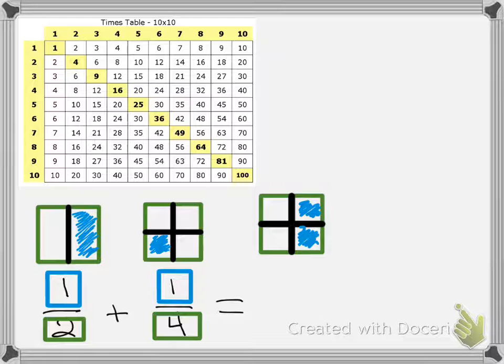I would end up with the right half of the box shaded because of the fraction 1/2, and I would also have to shade this bottom left box because of the fraction 1/4. So now what I can see is I have 3 of my 4 boxes shaded, which makes the fraction 3/4. So now I know that 1/2 plus 1/4 equals 3/4.